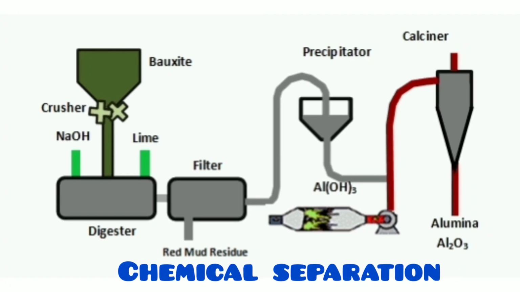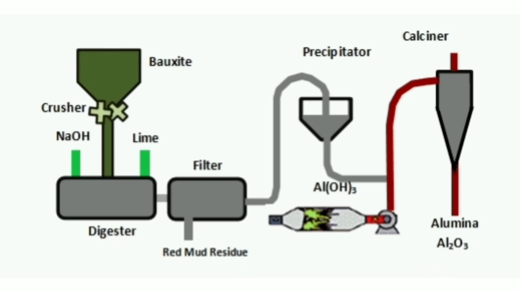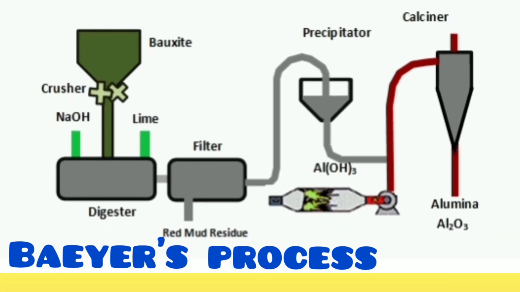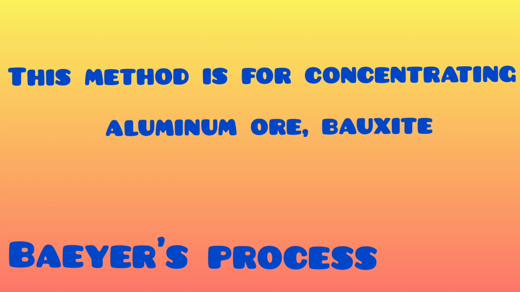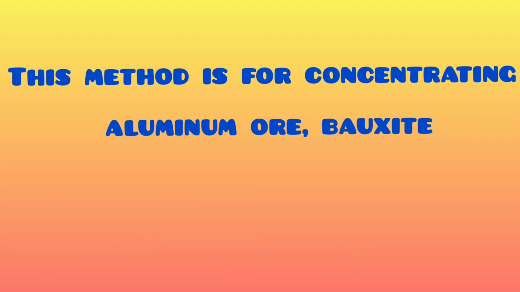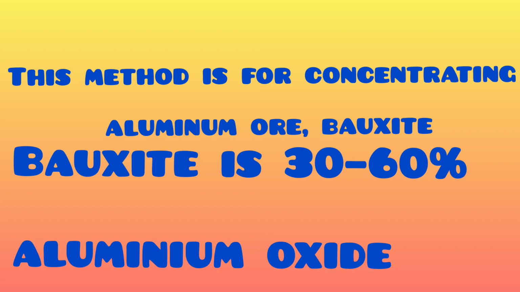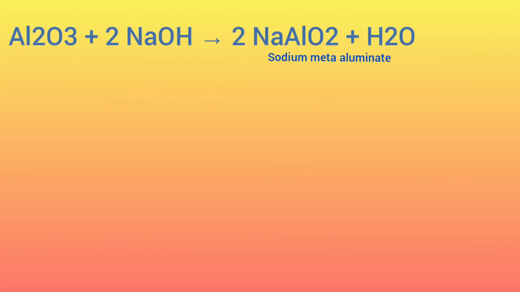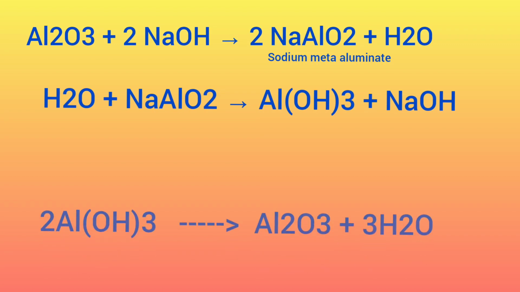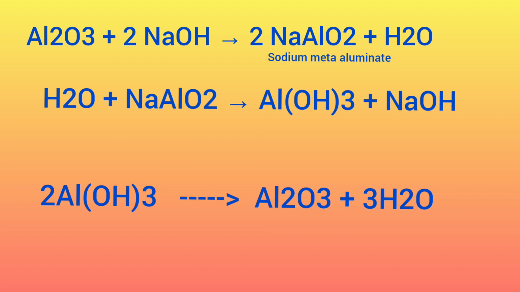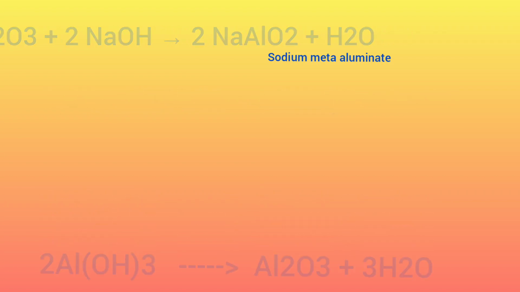The next method of enrichment is chemical separation. Here we see how bauxite is concentrated to get pure alumina. This process is called Bayer's process. Bauxite contains 60% of aluminium oxide and the rest are impurities. In this method, the bauxite ore is treated with sodium hydroxide to form sodium meta-aluminate, and this is then treated with water to get pure alumina, that is aluminium oxide.